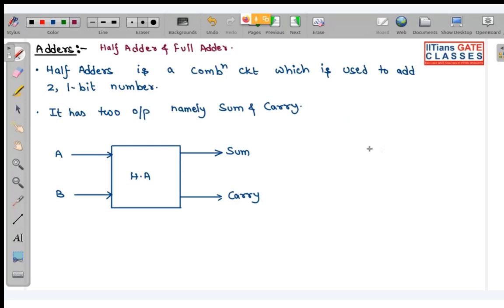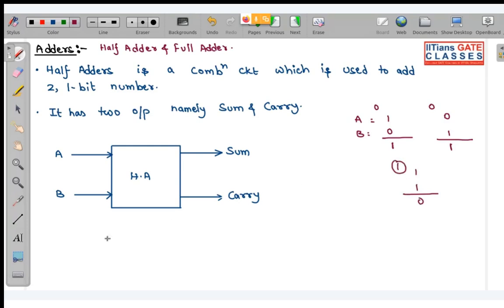Okay, two 1-bit numbers means what? Like if we have this number A and this number B, we want to add them. So 1 plus 0 will be 1, carry is 0. Similarly, we can add 0, 1. So sum will be 1, carry will be 0. Similarly, we can add 1, 1. So sum will be 0, carry will be 1.